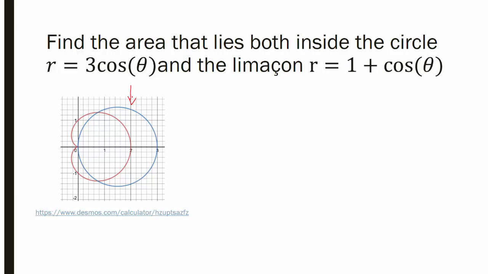When I want to look at the area that's both inside the circle and the limacon, the area I'm looking at is this area right here. That's the area I want. Now what we have to remember is that when we look at polar area, it's all based on the way we sweep it out. Let's go ahead and look at this straight in Desmos, and I think we can make sense of it that way.